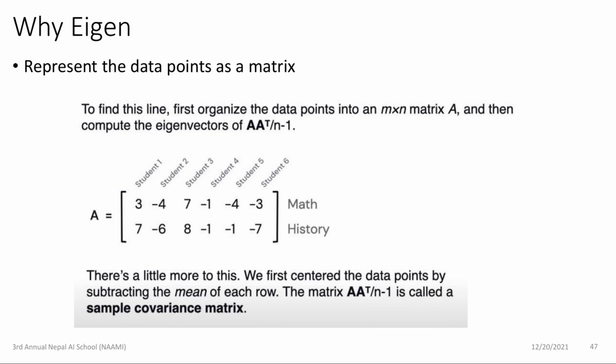And there's also a scaling factor of n minus 1. This is basically you're centering the data so that it fits nicely on the 2D space. Of course, there's a lot more going on there. That's why it's technically called a sample covariance matrix. But for now, that is not very important. We're just looking at how we can use eigenvalues.